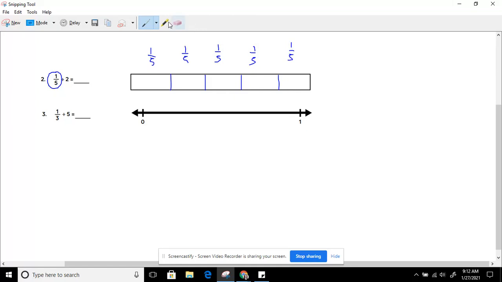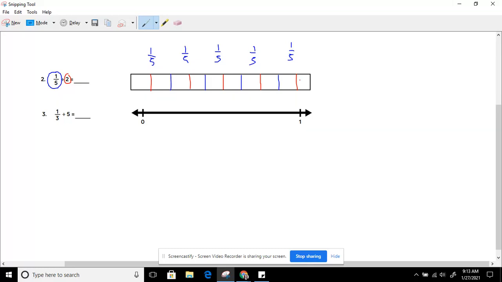Now we're going to look at what we're dividing by, which is a 2, and we're going to break each of these 5 pieces up into 2. So there's 1, 2, 1, 2, 1, 2, 1, 2, 1, 2. Now each of our fifths is divided up into 2.